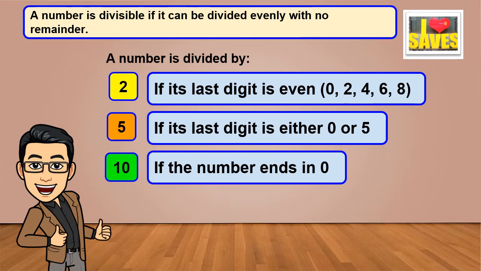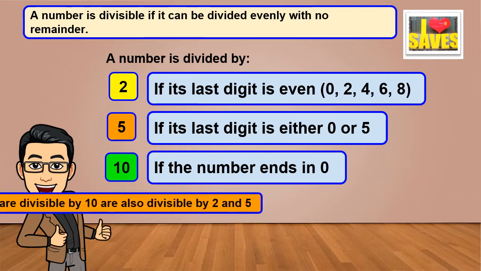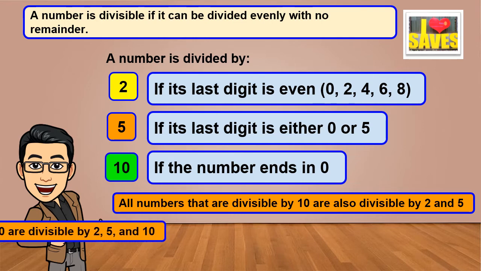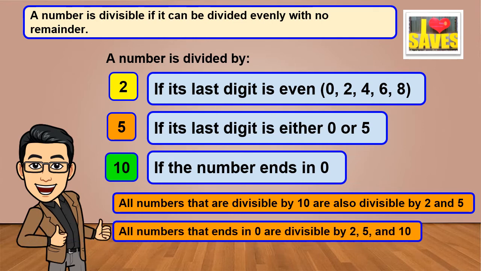Napakadali, no? Ang dali lang tandaan. Lagi lang tayong titingin sa last digit. And additional, all numbers that are divisible by 10 are also divisible by 2, 5, and 10. And all numbers that end in 0 are divisible by 2, 5, and 10.